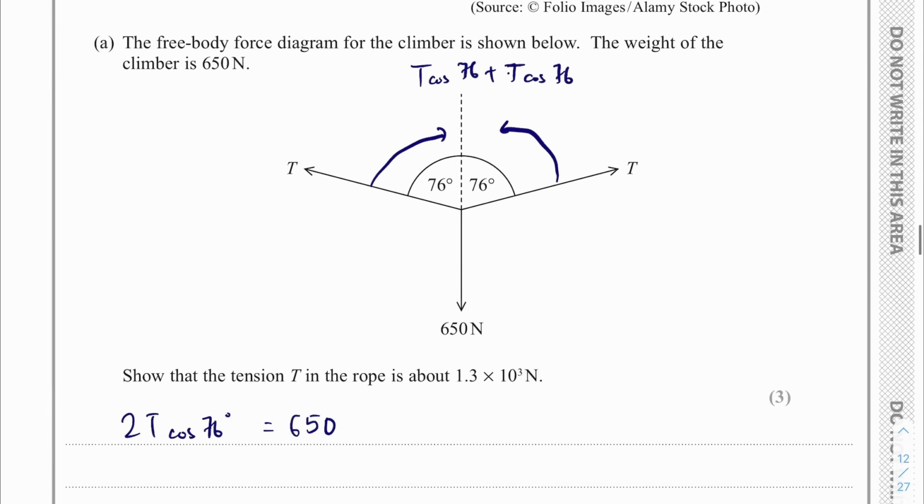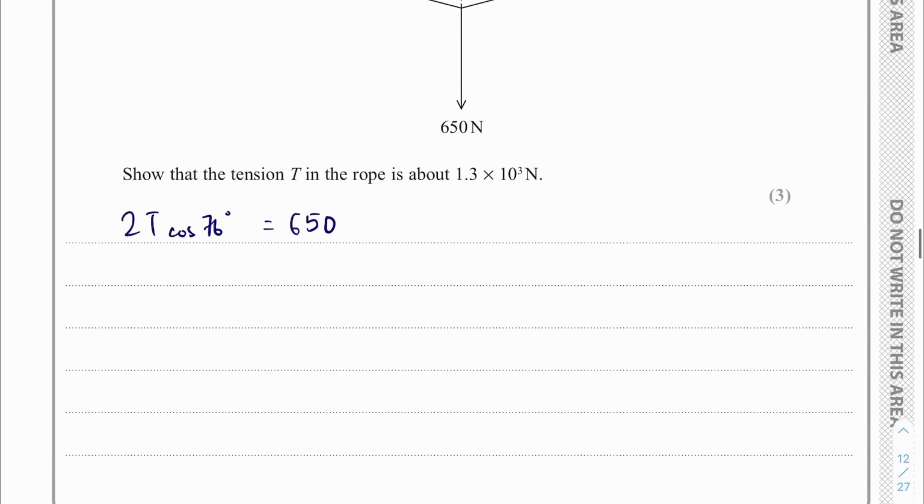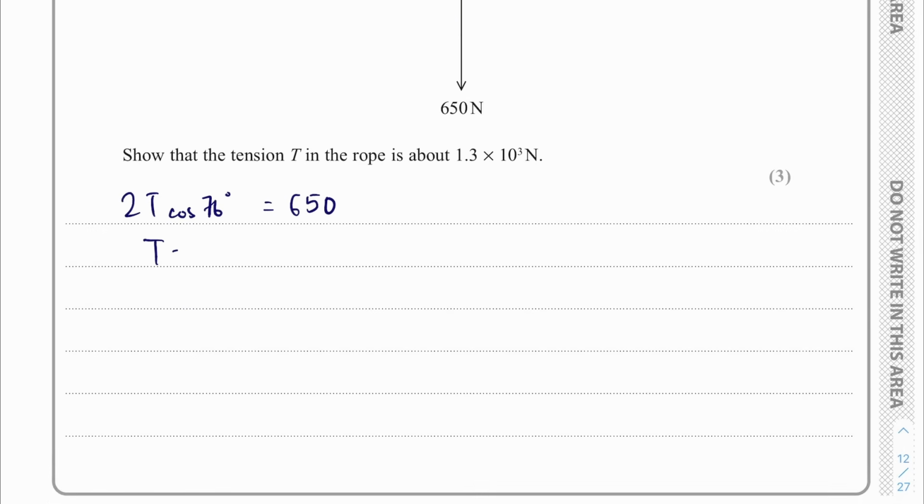And how did we get that? We got that from resolving inwards towards the angle. That's cosine of the angle, and we have two of them, so we add them. All we have to do now is make T the subject, so 650 divided by 2 cos 76.